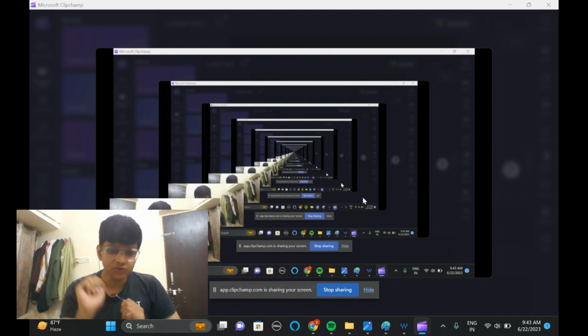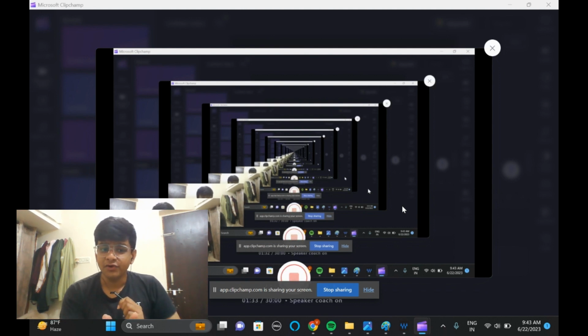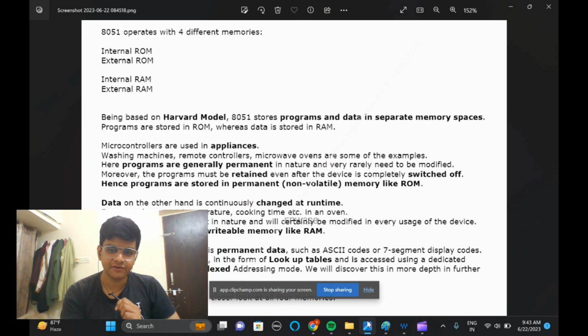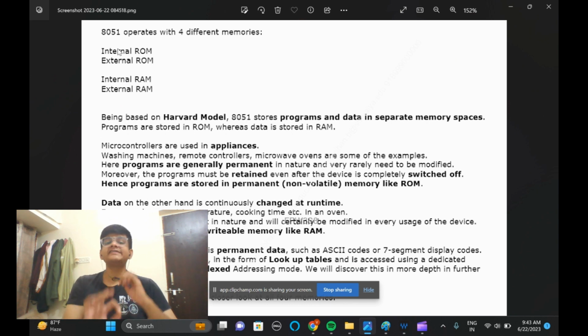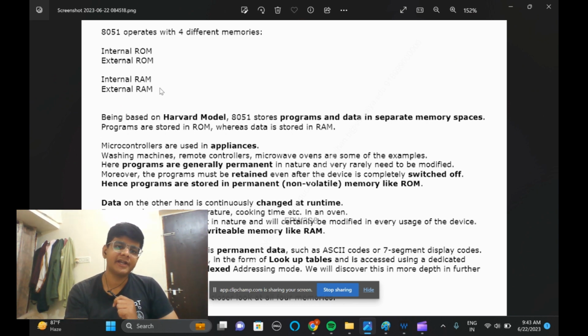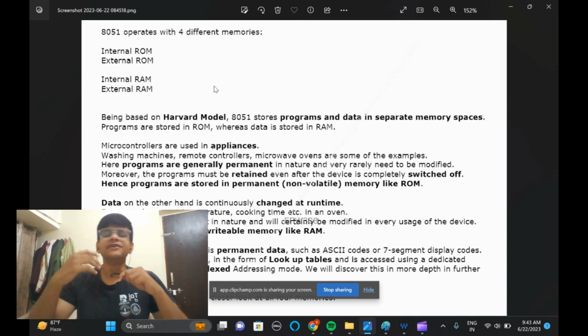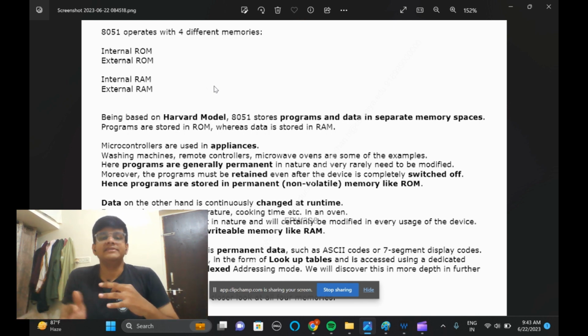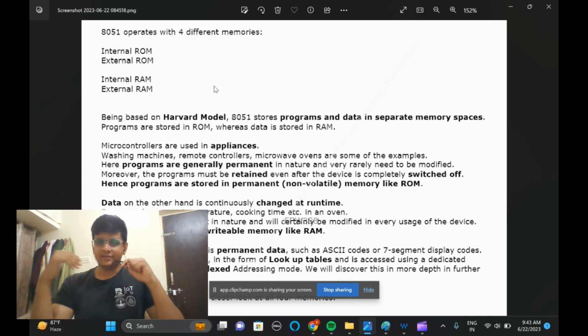So today we are going to start with memory, the memory organization of the 8051. We know the 8051 operates as four different memories that I have already told you: internal ROM, external ROM, internal RAM and external RAM. Before that, let me revise the things we started with in the first lecture, due to the long gap between us.